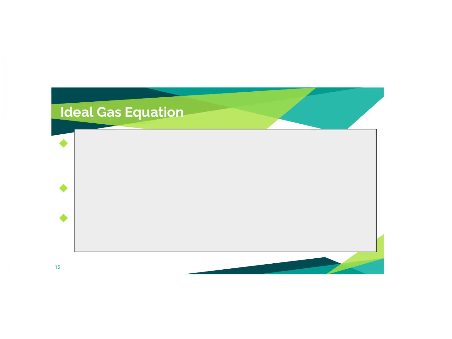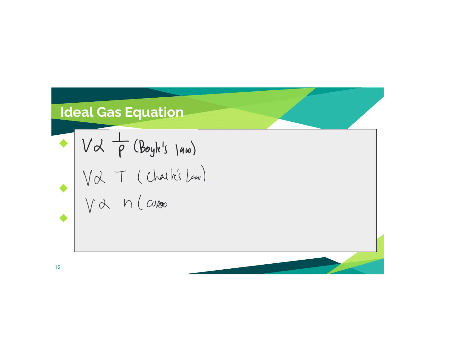So if we're combining all of this together in the context of volume, we can see that volume is inversely proportional to pressure. So volume is proportional to 1 over P. That's Boyle's law. We've seen that volume is proportional to temperature. That is Charles's law. We see that volume is proportional to the number of moles. That's Avogadro's law. And we also have Gay-Lussac's law, which tells us that pressure is proportional to temperature as well.